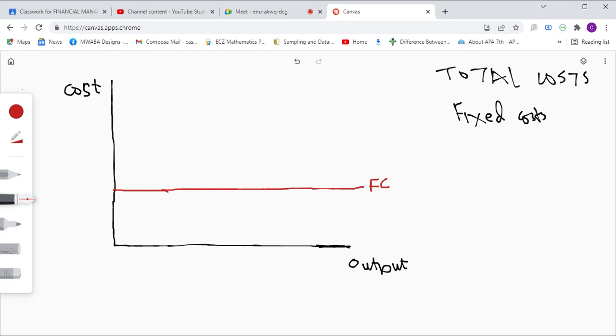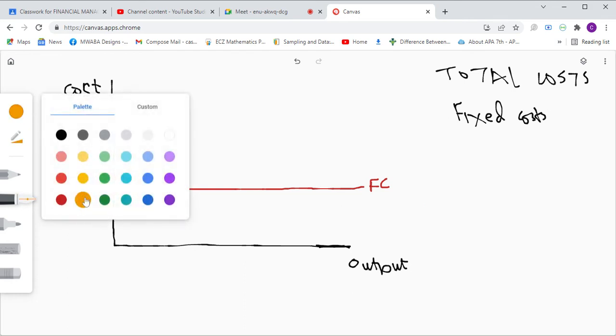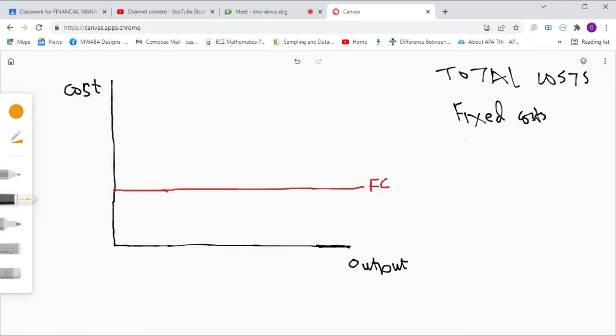Reducing, you're still going to have to pay rent, right? Then we've got variable costs, right? With variable costs, these costs are dependent on how much we produce. Okay, they are dependent on how much we produce. So the curve for the variable cost is going to be like this.